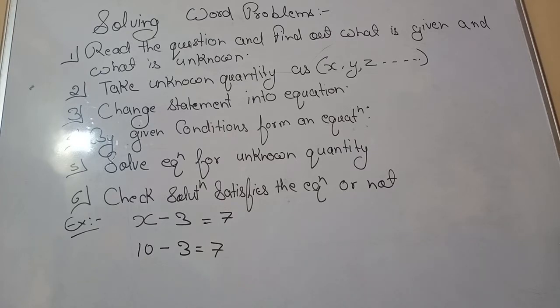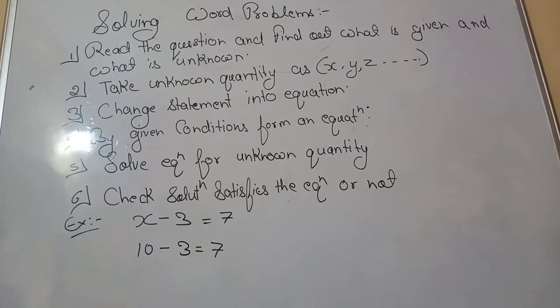Fifth, solve the equation for the unknown quantity. Now you have to solve that given equation for the quantity which is unknown. Last, check the solution, whether it is correct or not for the equation, or whether it is satisfying the equation or not. For example, if in a word problem it is given that when we subtract 3 from any number, the result will be 7.